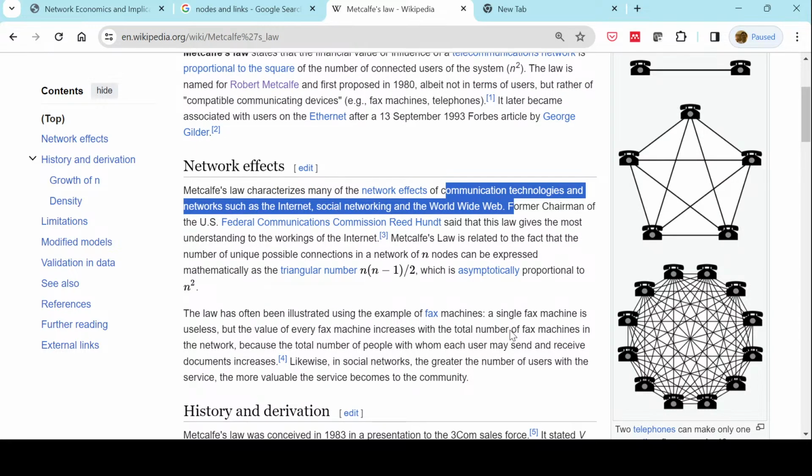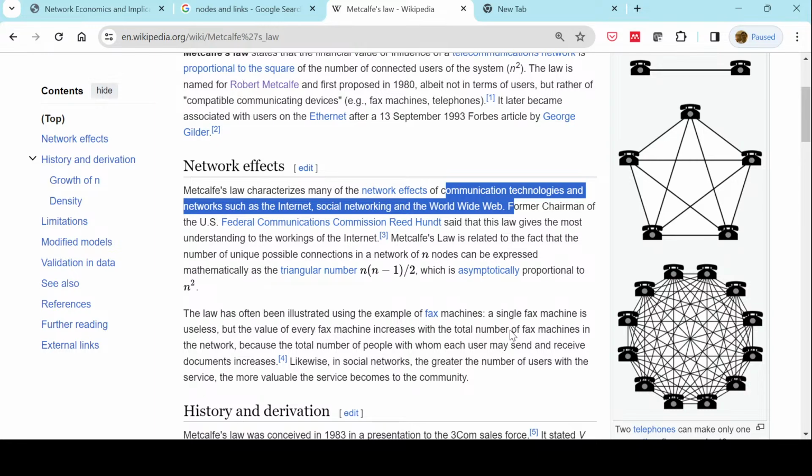A single fax machine is useless. One single fax machine is useless. You cannot communicate with anyone. The more people have fax machines, the more possibility that you can connect with other people. So a single fax machine is useless, but the value of every fax machine increases with the total number of fax machines in the network.